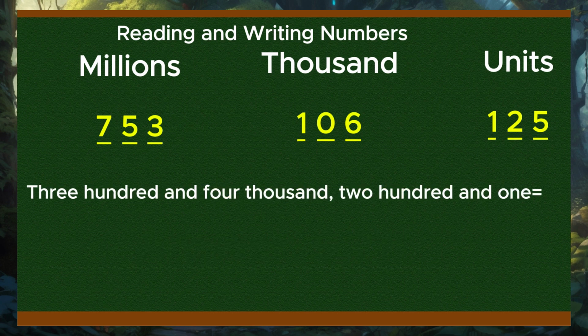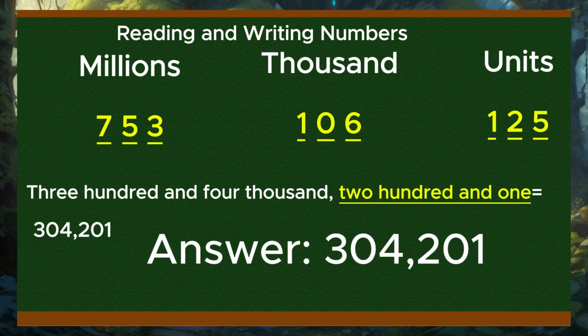Next example, 304,201. How do we write 304? 3, 0, 4. The category is thousand, so I have to write my comma. How do I write 201? 2, 0, 1. Well done! This is our answer. Well done, guys!